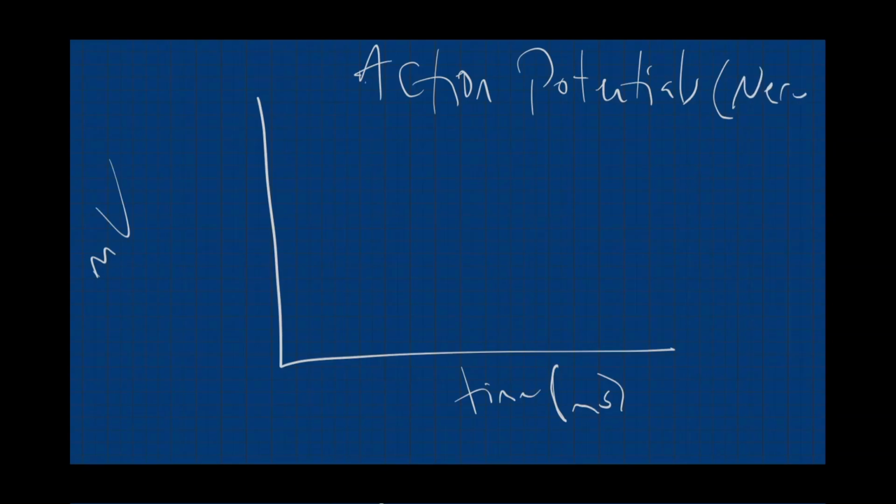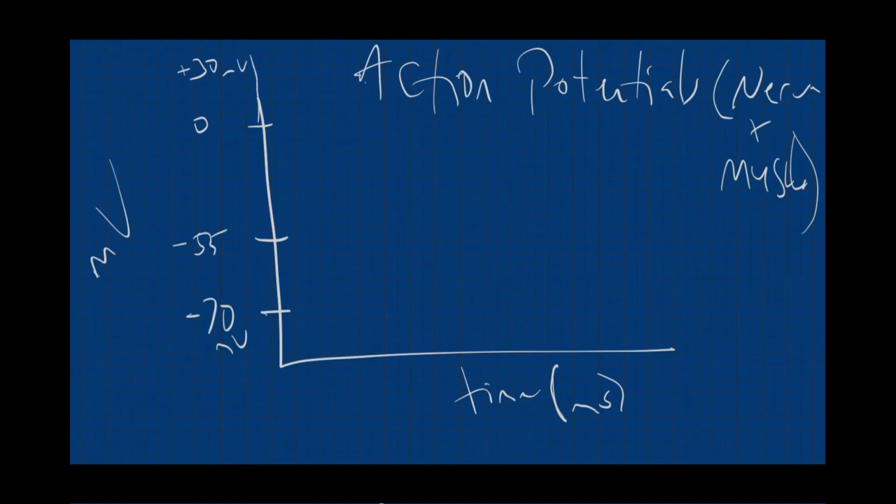Mainly nerve and muscle. Heart, cardiac action potentials are a little bit different. We're going to discuss that more when we get to cardiac. But all nerve and muscles will have the similar action potential. So on the y-axis, we have our millivolts. Okay, so we have -70, -55, 0, and +30 for our lines.